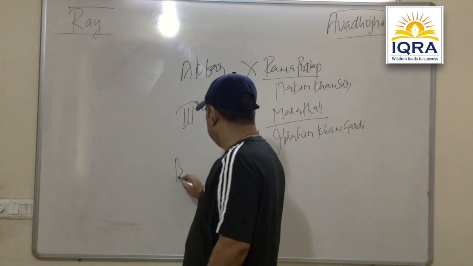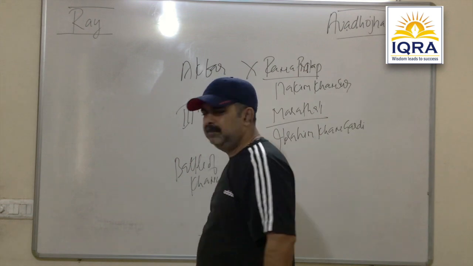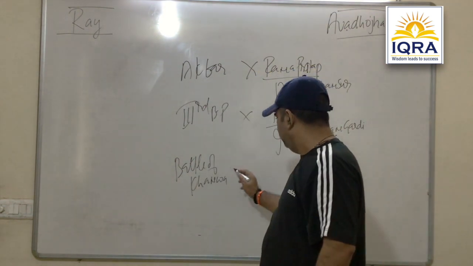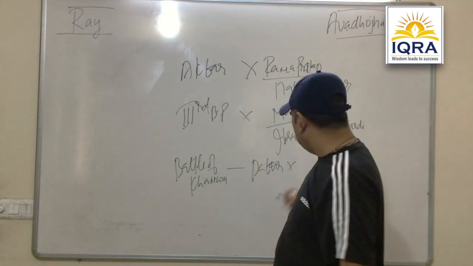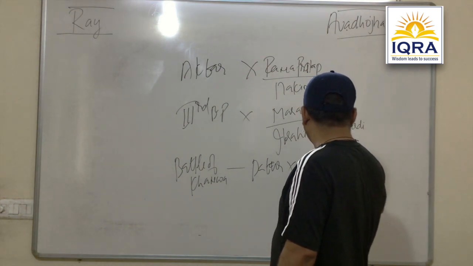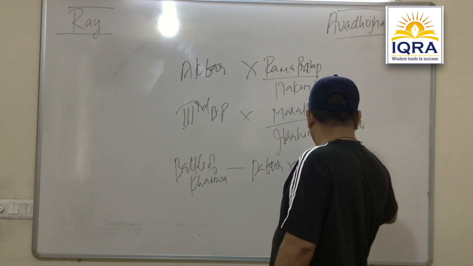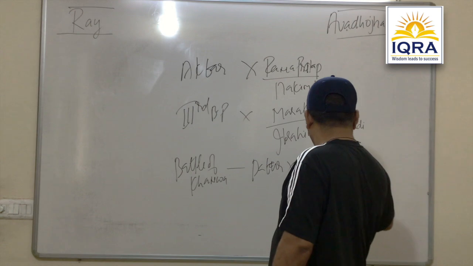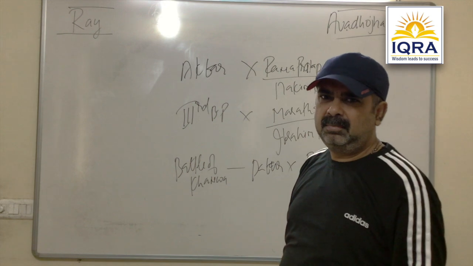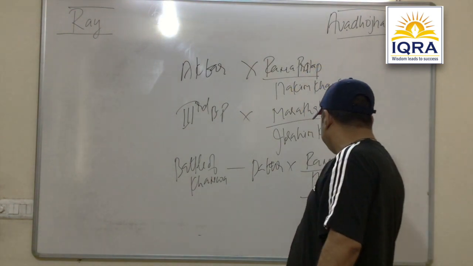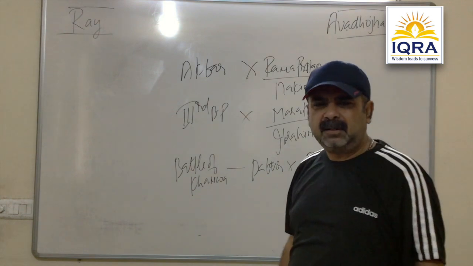Battle of Khanwa. Babur on one side, Rana Sanga on the other, and Rana Sanga was supported by Hasan Khan Mewati. I am writing it so that you can check. Hasan Khan Mewati, Mahmud Lodi, etc.